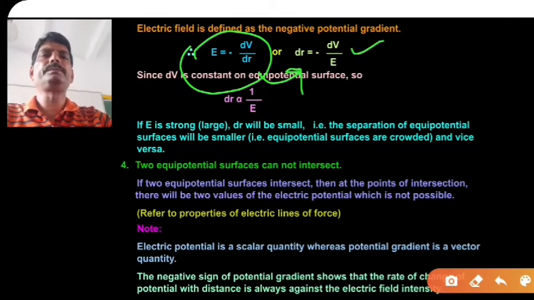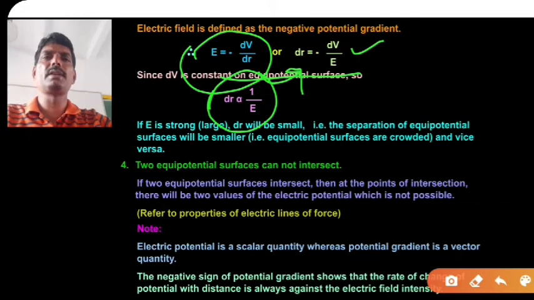Now, you see here, since in case of an equipotential surface, dV is constant, you can say that dr is inversely proportional to E. Now, what is dr? dr is nothing but a small distance between these two points. So ultimately you can say these are inversely proportional to E.